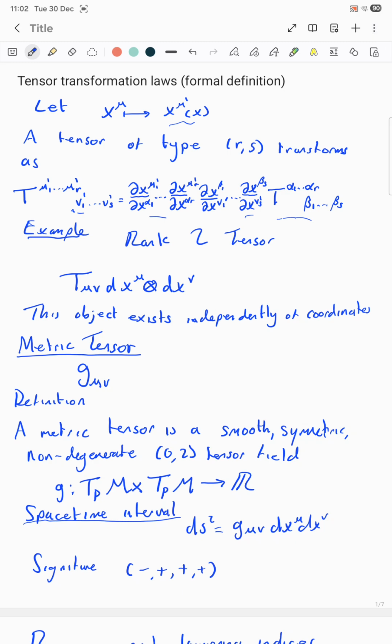Now we take a rank 2 tensor given here, and this object exists independently of coordinates, and the metric tensor g_μν. The definition of the metric tensor is a smooth, symmetric, non-degenerate (0,2) tensor field given here. Now the space-time interval, which has signature here, which will be familiar if you've seen special relativity, as the Minkowski metric.